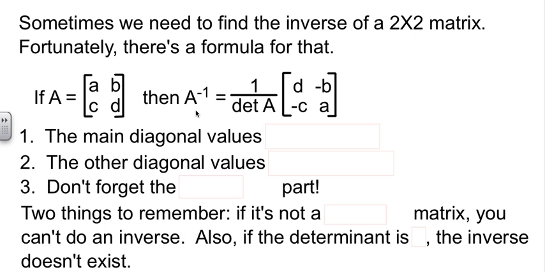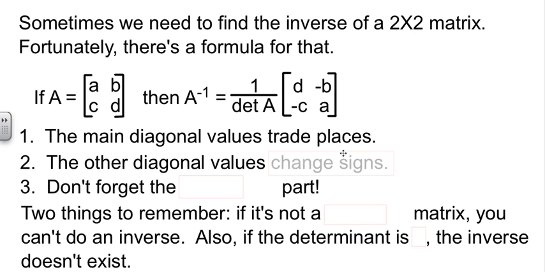The formula for finding the inverse of a 2 by 2 is 1 over the determinant of A, like we did last time. And then you have this new matrix D, negative B, negative C, A. Where did those numbers come from? How did those things get to where they are? The main diagonal values trade places. The A and the D swap spots. The D goes up here, the A goes down here.